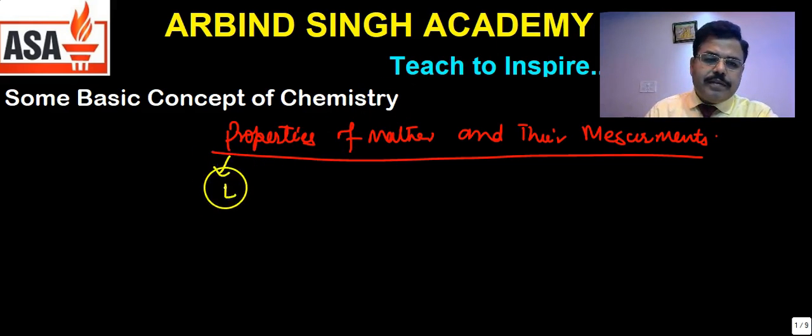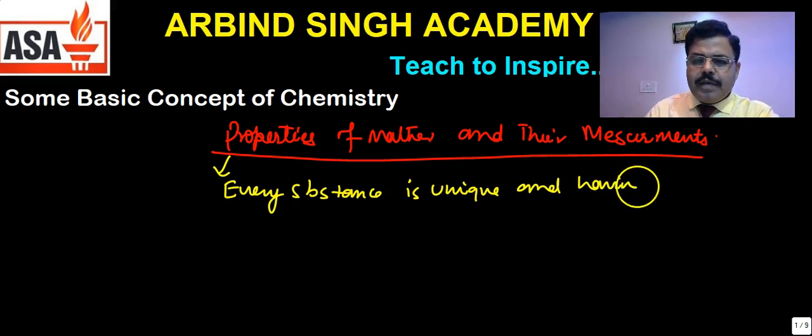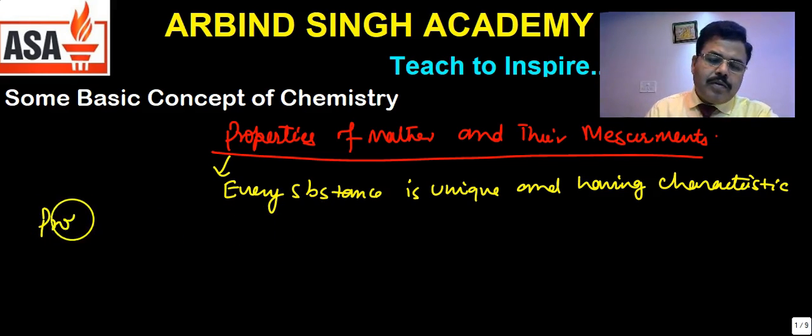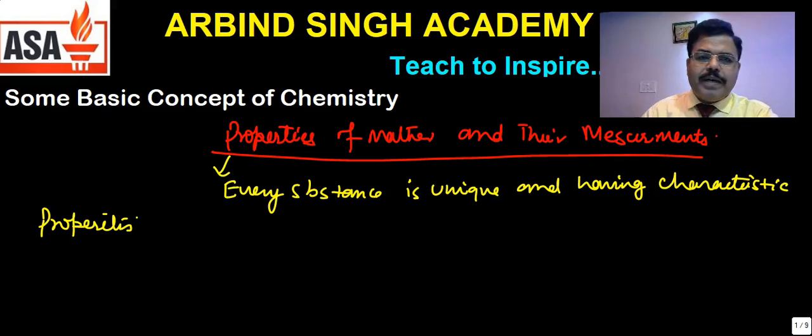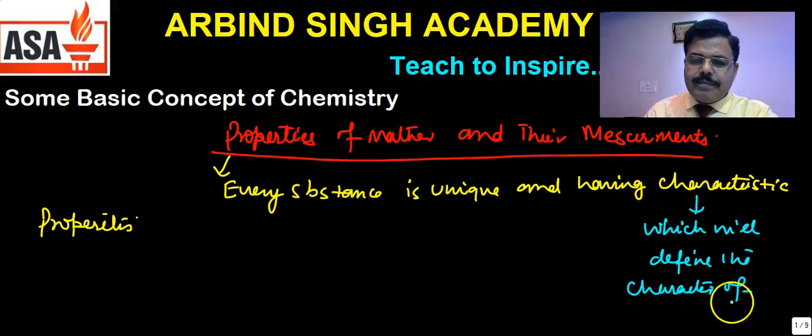Every substance is unique and has characteristic properties. What is the meaning of this? Characteristics means that which defines the character of a substance. What type of substance it is, what type of person you are. That defines your character. Character defines what you are and how you are, what type of person you are.